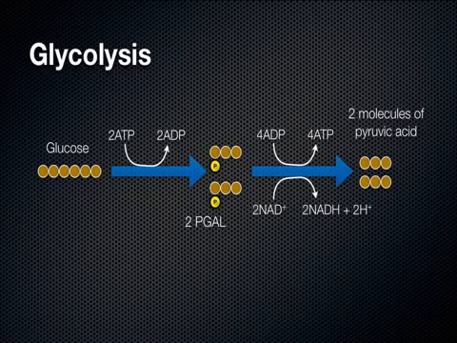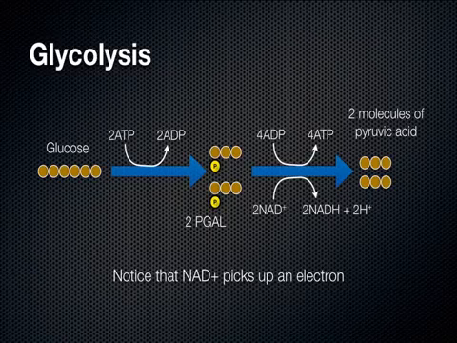Starting with glucose, ending with 2 molecules of pyruvic acid. We're using how many molecules of ATP? 2. We're making how many molecules of ATP? 4. So the net gain would be 2. Sweet. And we're also making some NADH. So notice here, NADH, when it goes from NAD plus to NADH, it's picking up an electron. That's an important thing to remember, and we're going to see why in a little while.